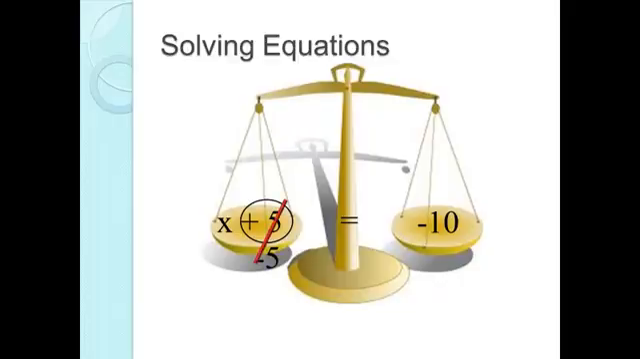Now if we added a negative 5 to one side of a scale, but not to the other, it would not stay balanced. The golden rule of algebra is whatever you do to one side of the equation, you must do to the other. So I must add a negative 5 to the other side of my equation in order for it to stay balanced. We have now isolated x on the left-hand side. On the right-hand side, we have found that x equals negative 15 because negative 10 plus negative 5 is negative 15.